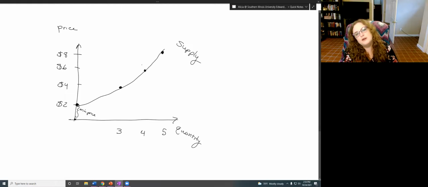Now, notice that we also have these little pieces right here. We have these individual price points. These are called quantity supplied.